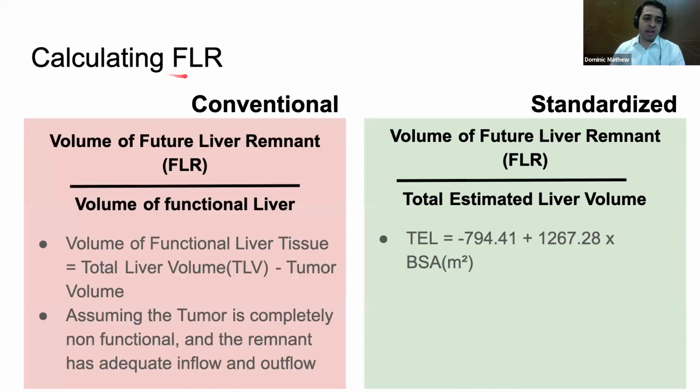So how do we calculate the FLR? So there are two methods. One is the conventional method and the other is the standardized method. The conventional method is based on the total functional volume, excluding the tumor, and the standardized method is based on a total estimated liver volume. This is calculated on the body surface area.